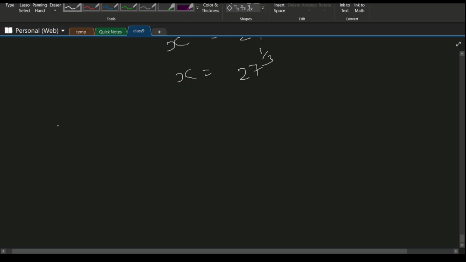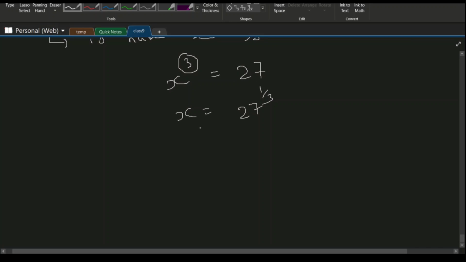Okay. So would it be 3? It should be 3, yeah. So which number raised to the power 3 gives me 27? Right? So it should be 3. So all we are saying is, since 3 raised to the power 3 is 27, we can write in another way 27 raised to the power 1 by 3 will be equal to 3. Or principal third root of 27 is 3, or cube root of 27 is 3. There are different ways of saying the same thing.